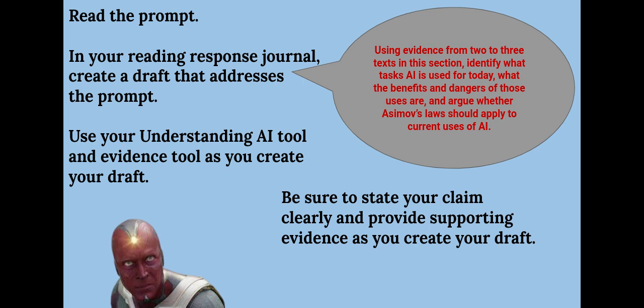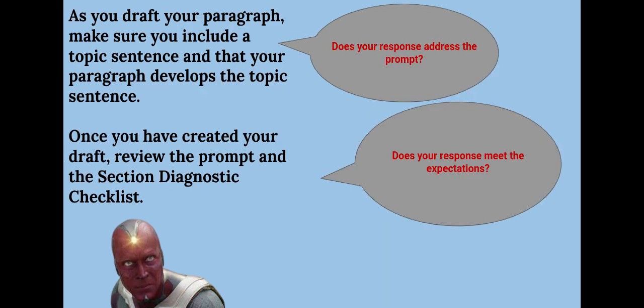Here is your prompt. Using evidence from 2 to 3 texts in this section, identify what tasks AI is used for today, what the benefits and dangers of those uses are, and argue whether Asimov's laws should apply to the current and future uses of AI. As you draft your paragraph, you need to make sure that you include a topic sentence and that your paragraph develops the topic sentence. Once you have created your draft, you need to review the prompt and the section diagnostic checklist to ensure that your response addresses the prompt and meets the expectations. You will have 25 minutes to complete your section diagnostic.